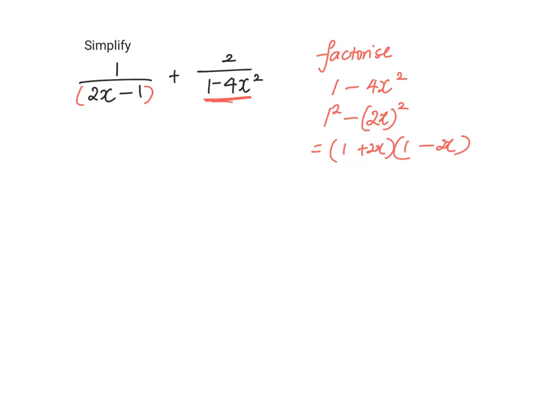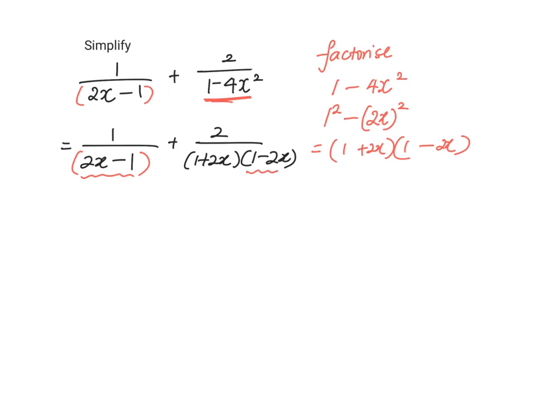So we will replace this with 1 over 2x minus 1 plus 2 over 1 plus 2x, and this one 1 minus 2x. Okay, what do we notice? 2x minus 1 and 1 minus 2x. How can I change 1 minus 2x into 2x minus 1? I need to multiply by a negative sign.